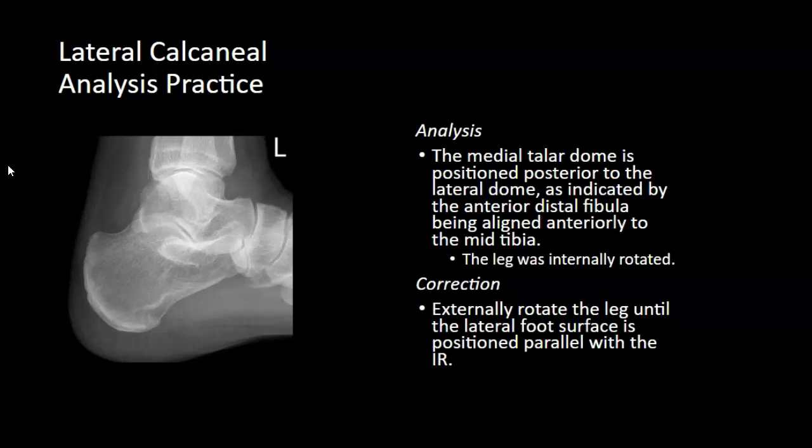The medial talar dome is positioned posterior to the lateral talar dome, which should indicate to you that the leg was internally rotated. You also want to look at the position of that fibula. It started to move anteriorly, which should let you know again that that leg was internally rotated. In order to correct this image projection, we need to take a repeat by externally rotating the leg until the lateral foot surface is positioned parallel with the IR.